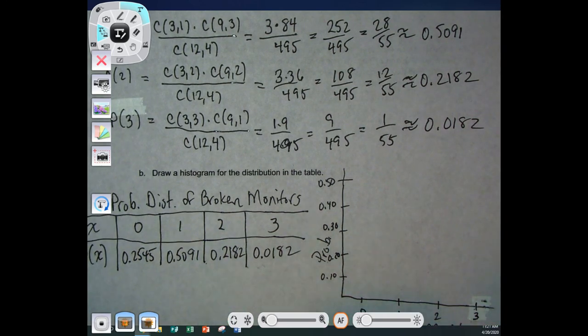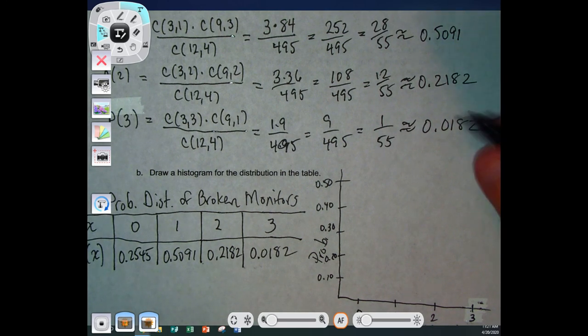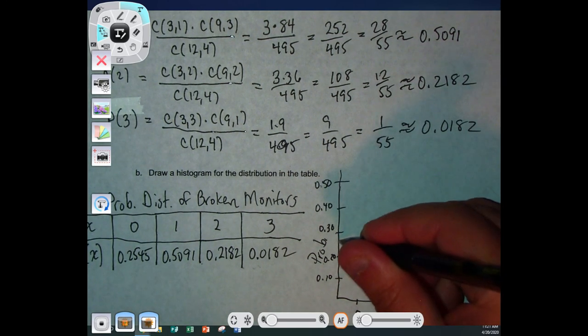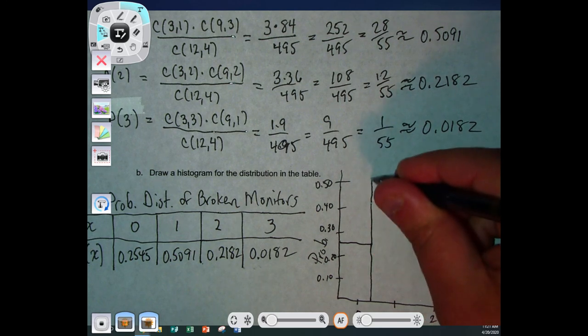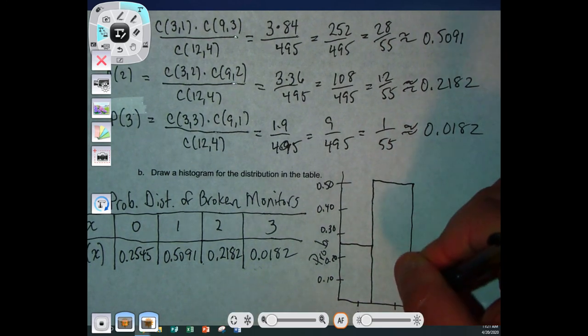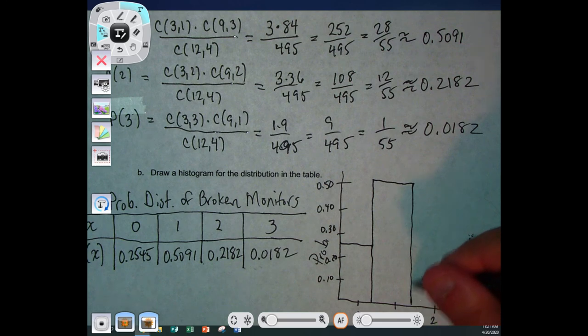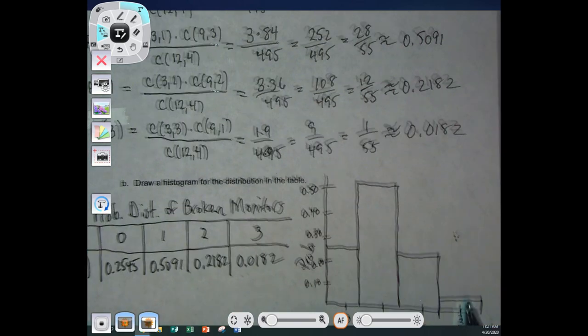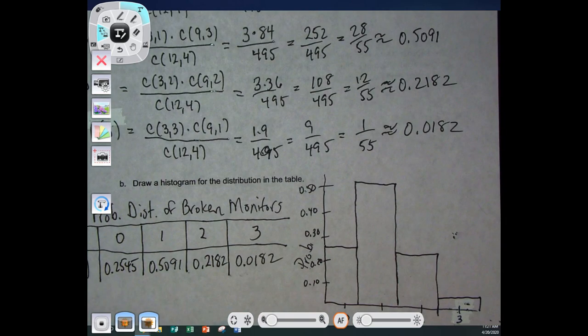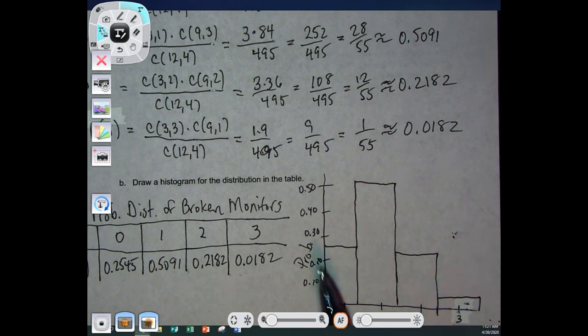We know that the probability of 0 monitors was 0.2545, which is going to be approximately here. And again, these are ballparks. 1 monitor was 0.5091, which is going to be here. 0.2182 is going to be approximately here, and then 0.0182 is going to be approximately here. So here's what our histogram would look like. Again, this is just a rough sketch. Notice all the bars are next to each other. There are no spaces because this is continuous.